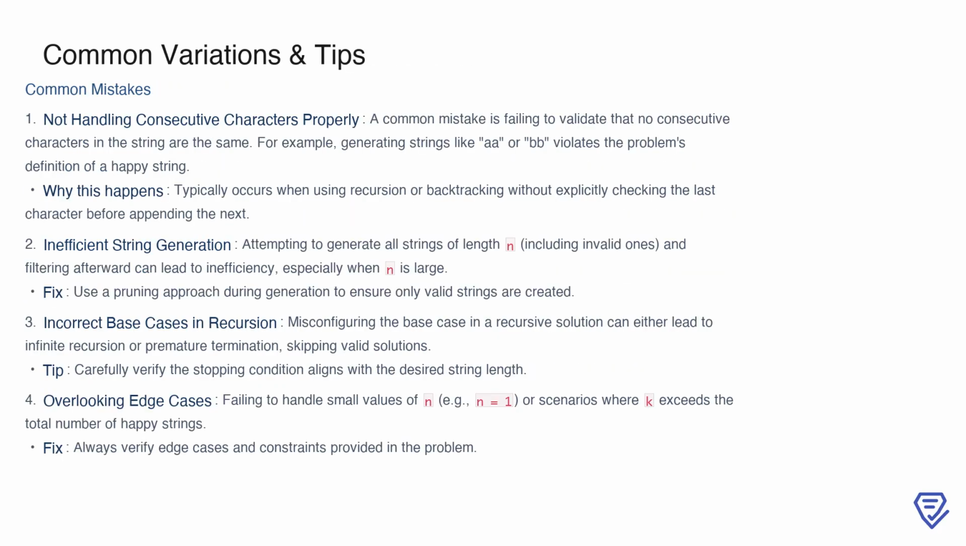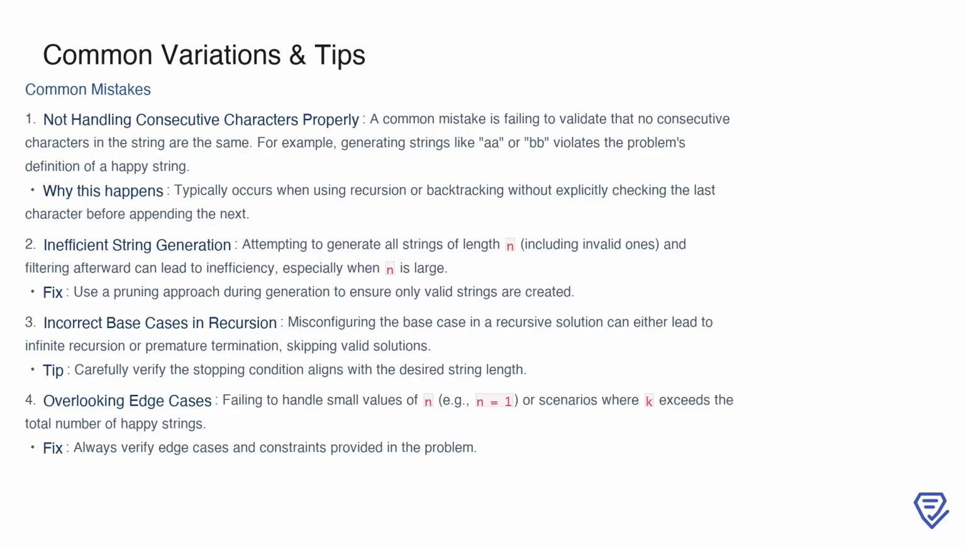Here, we highlight some common mistakes and how to address them. First, one frequent issue is not handling consecutive characters properly. A happy string cannot have two adjacent characters that are the same, like AA or BB. This often happens when recursion or backtracking is used without checking the last character before appending the next one. To fix this, you need to explicitly validate the sequence as you build it.